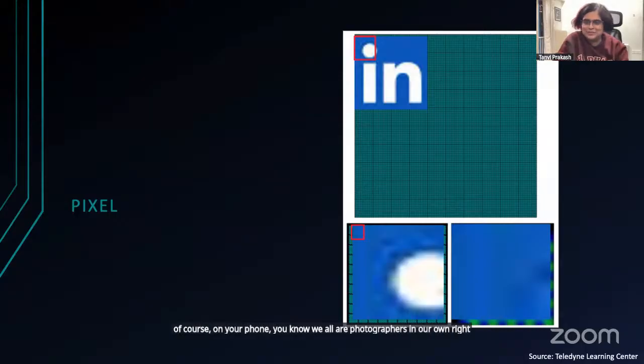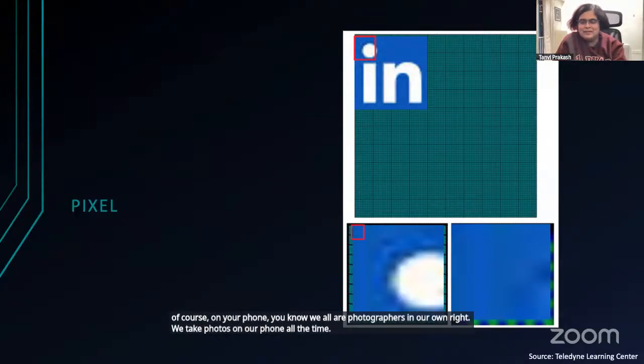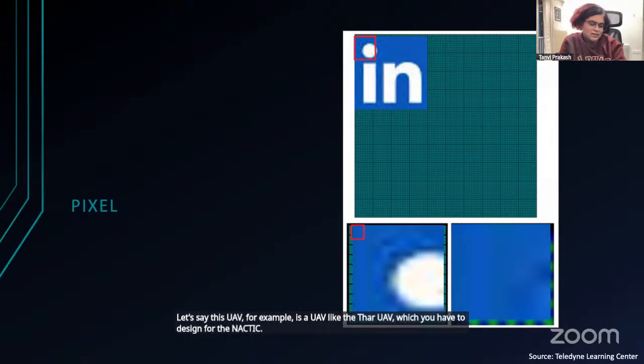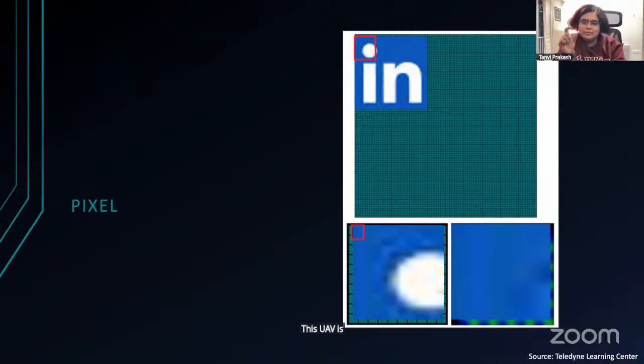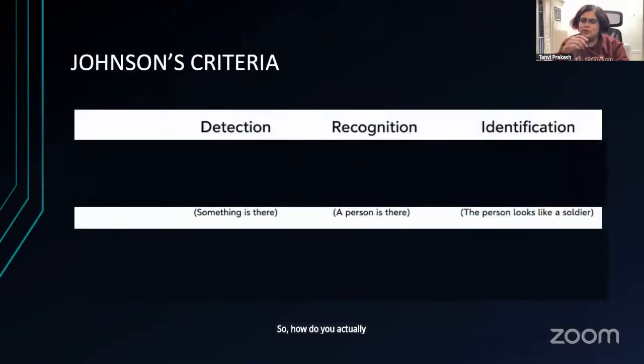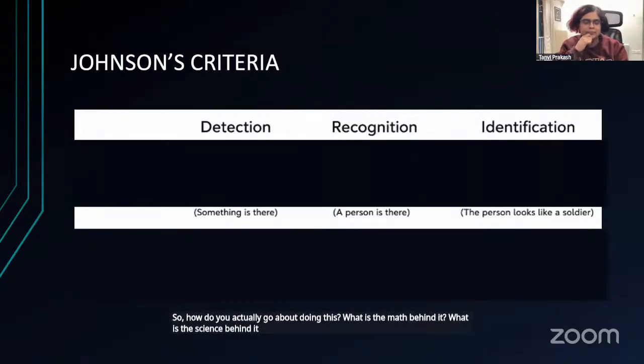We take photos on our phone all the time. But for a UAV, what does it really mean? Let's say this UAV, for example, is a UAV like the Thar UAV, which you have to design for the NACDeC. This UAV is designed to locate a person who might have infiltrated into friendly territory against a desert background. So how do you actually go about doing this? What is the math behind it? What is the science behind it, right?